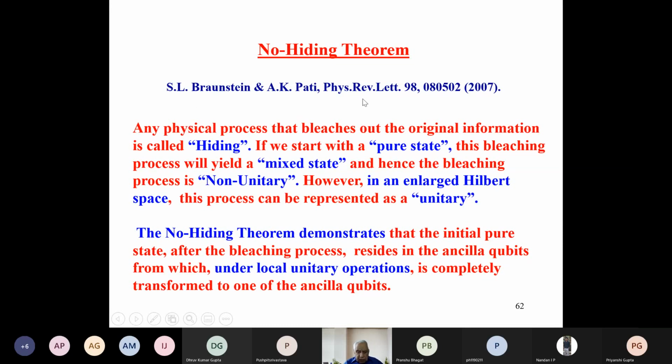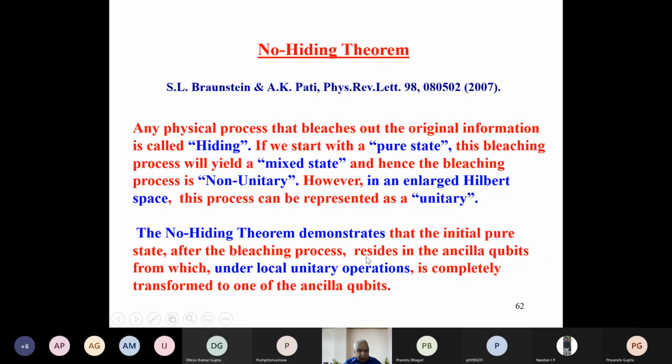So what he showed in this paper, the Braunstein and Pati paper in Physical Review Letters in 2007, is that any physical process that bleaches out the original information is called hiding. If you start with a pure state, this bleaching process will yield a mixed state, and hence the bleaching process is non-unitary. However, in an enlarged Hilbert space, this process can be represented as unitary. The no-hiding theorem demonstrates that the initial pure state after the bleaching process resides in ancilla qubits, from which, under local unitary operation, it is completely recoverable. Okay.